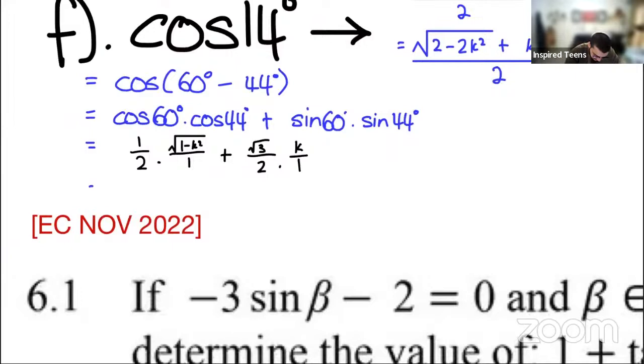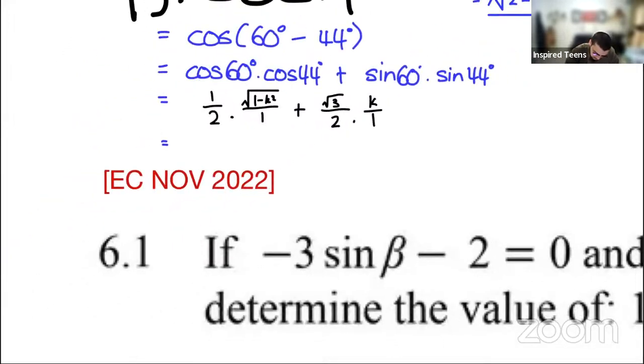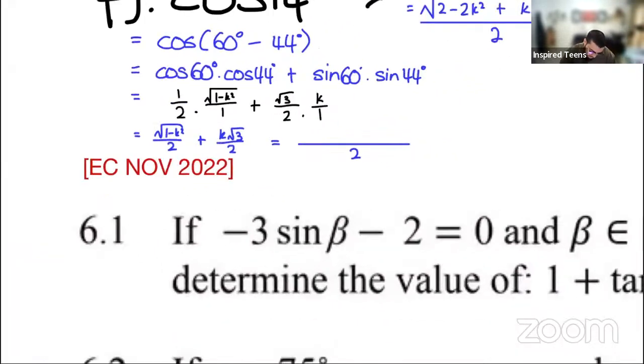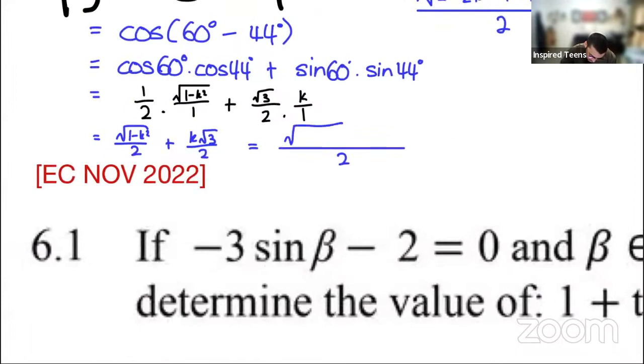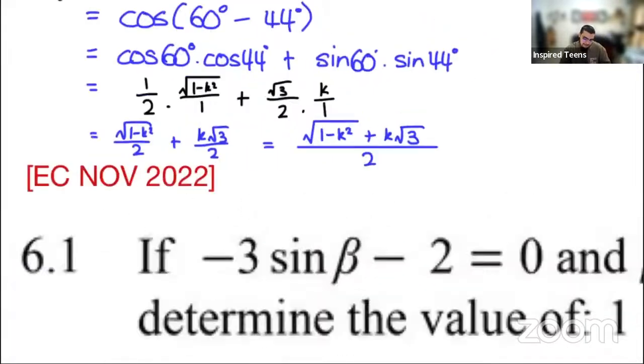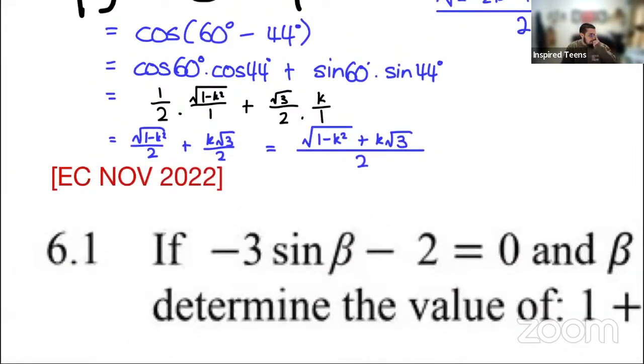Simplify this further, we get square root of 1 minus k squared over 2 plus k times root 3 over 2. Put it all under one fraction over 2. And we have the square root of 1 minus k squared plus k times root 3, and that's our final answer.